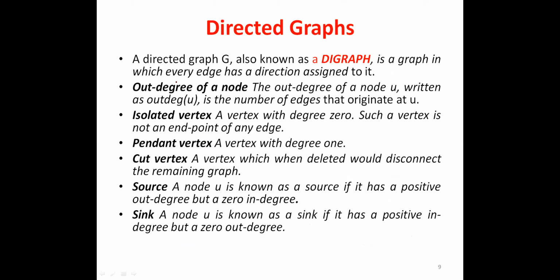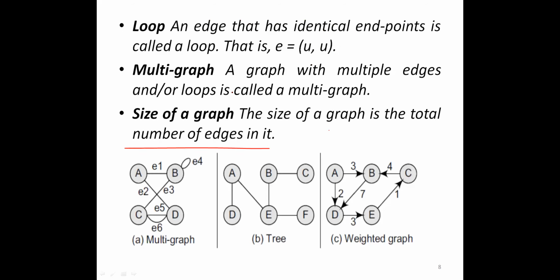Then directed graph. A directed graph is also known as a digraph. We have shown a vertex having a direction to another vertex. An edge has a direction, right? That kind of graph we call a digraph, because it is a directed one. A and B are directed. There is some direction in the graph.